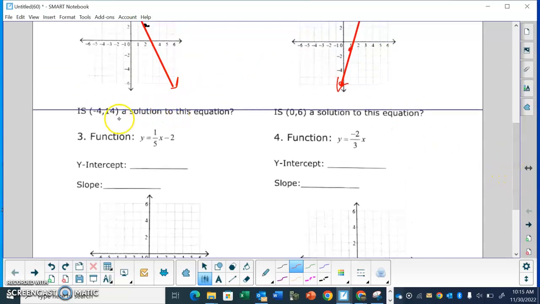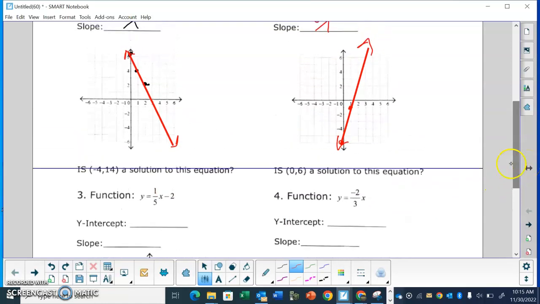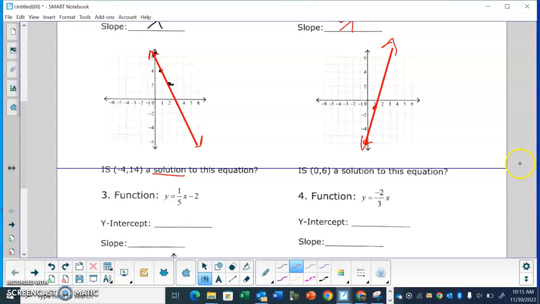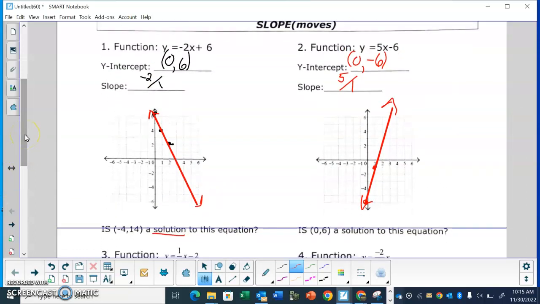I didn't answer it for the first one. Is (-4, 14) a solution to this equation? If we're asking for the solution of the equation, in other words, is that point on this line, we can do that by substituting it into the equation itself and figuring out if it is a solution. So let's scroll up here and put it into that equation.